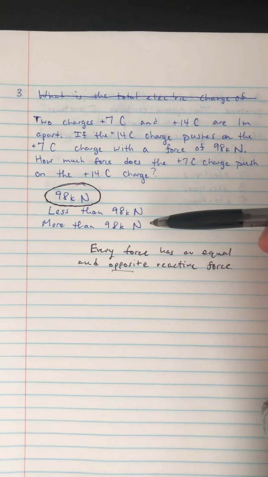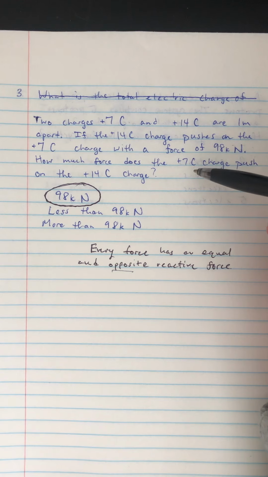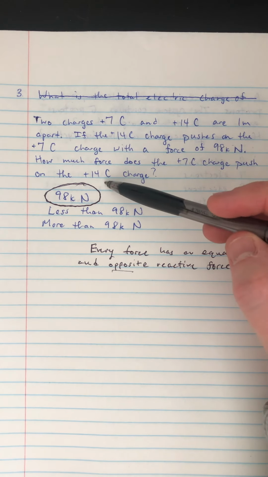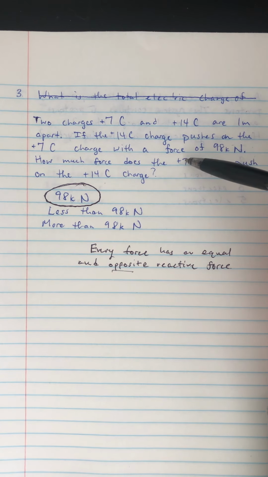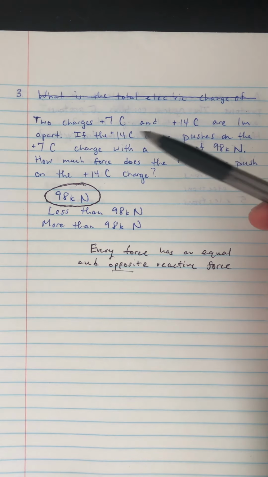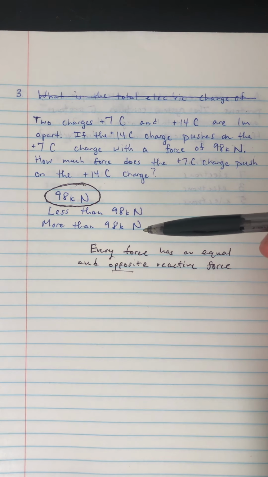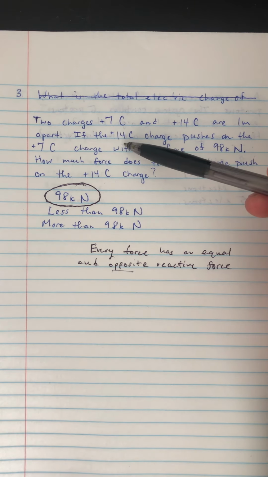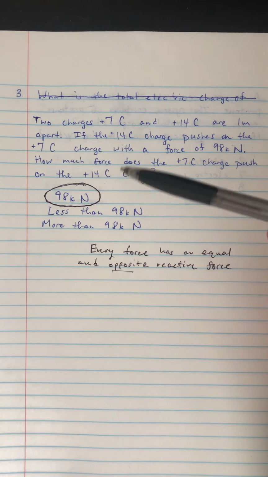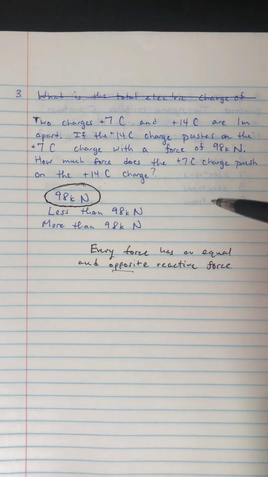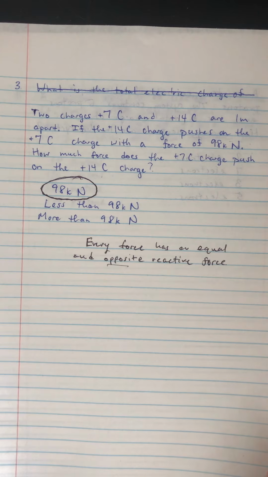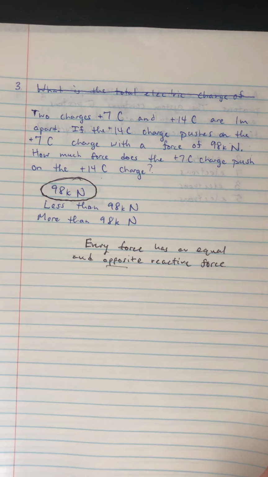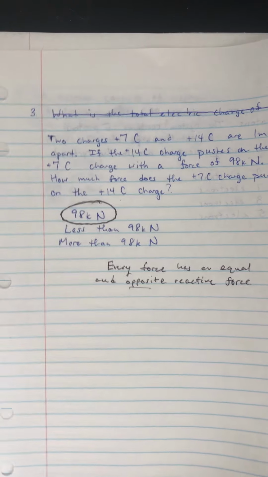You might think that it might be less because it's a smaller charge, but it's a smaller charge that has more to push on, whereas a bigger charge has less to push on. So those charges balance out. The 7 coulomb charge doesn't have as much charge to push with, but the 14 coulomb charge has more to push on. And the 14 coulomb charge has a lot more to push with, but the 7 coulomb charge has a lot less to push on. So those balance out, and we end up with the same amount of force regardless. If something pushes on one thing with a force, then the other thing pushes back with the same amount of force. It always balances out.